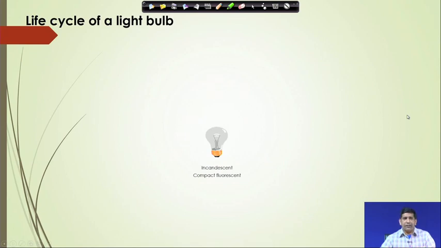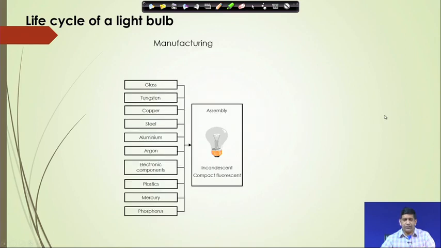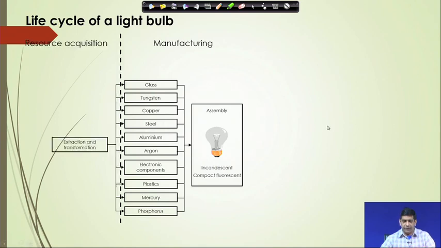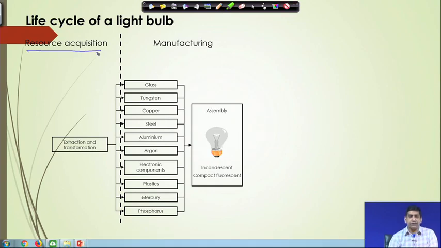So, if you talk about the life cycle of a light bulb, say an incandescent or compact fluorescent bulb, the bulb has to be made. You have glass, tungsten, copper, steel, aluminum, argon, electronic components, plastics, mercury, phosphorus. All of these go into making just a simple bulb, and the list could be much longer if you try to include everything. Then these things have to come from somewhere, so there is a step called resource acquisition. You see over here the resource acquisition has to be done, then extraction and transformation, then the manufacturing will happen to make those bulbs.